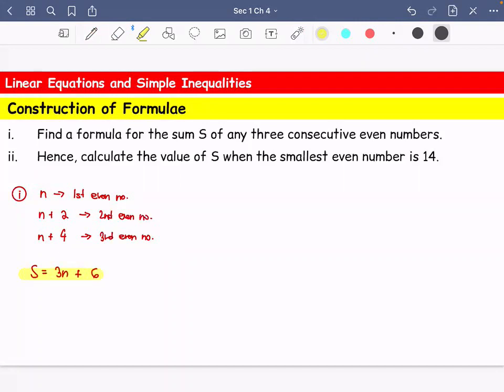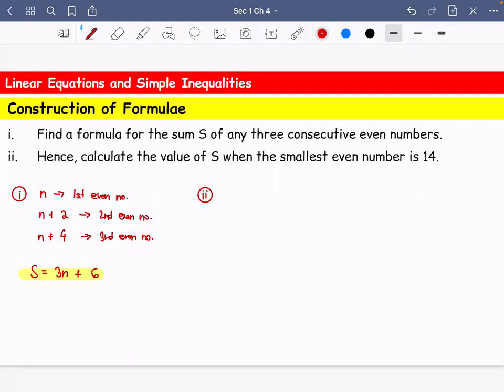So how did I get 3n? N plus n plus n. And then how did I get 6? It's just 2 plus 4. Okay. Now let's go to number 2. For number 2, hence, calculate the value of S when the smallest even number is 14.